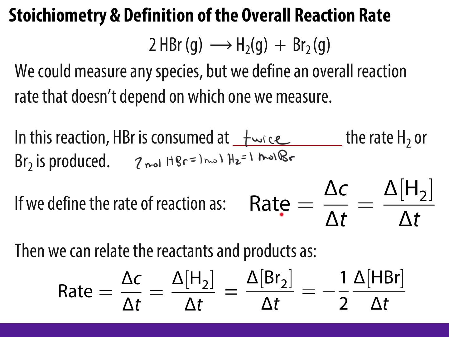So we're going to define the rate of the reaction here as the change in H2 over change in time. And what that means is because H2 and Br2 have the exact same coefficient of 1, Br2 is going to be produced at exactly the same rate. So change in H2 over change in time is equal to change in Br2 over change in time. And that's also going to be equal to negative 1/2 the change in HBr over change in time. We need the 2 here. That's the coefficient from the chemical equation. So that's where this 2 is coming from.